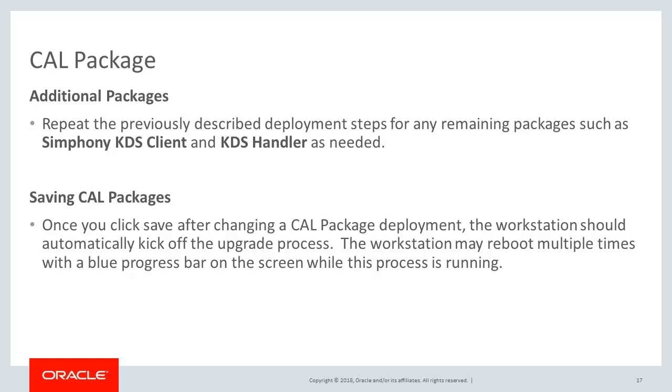For locations that employ kitchen display screens, you can upgrade the Simphony KDS client and KDS handler by repeating the previously described deployment steps. Once you click Save after changing a CAL package deployment, the workstation should automatically kick off the upgrade process. The workstation may reboot multiple times with a blue progress bar on the screen while this process is running.